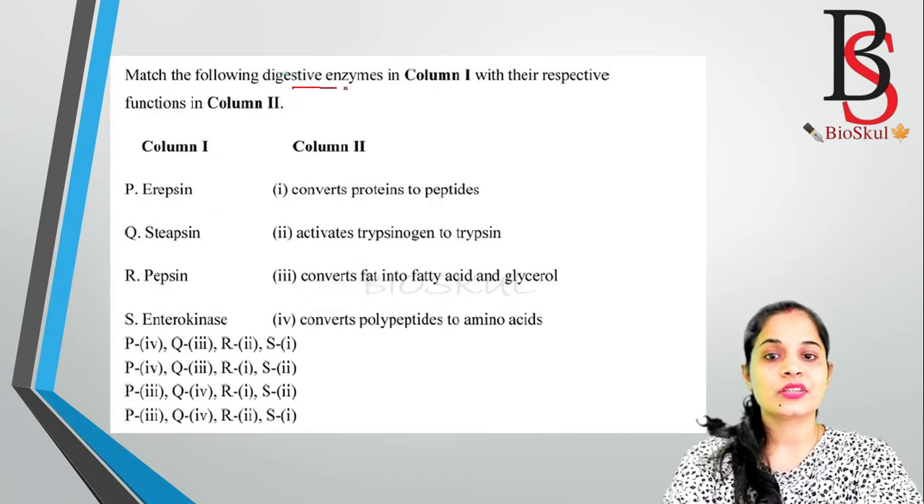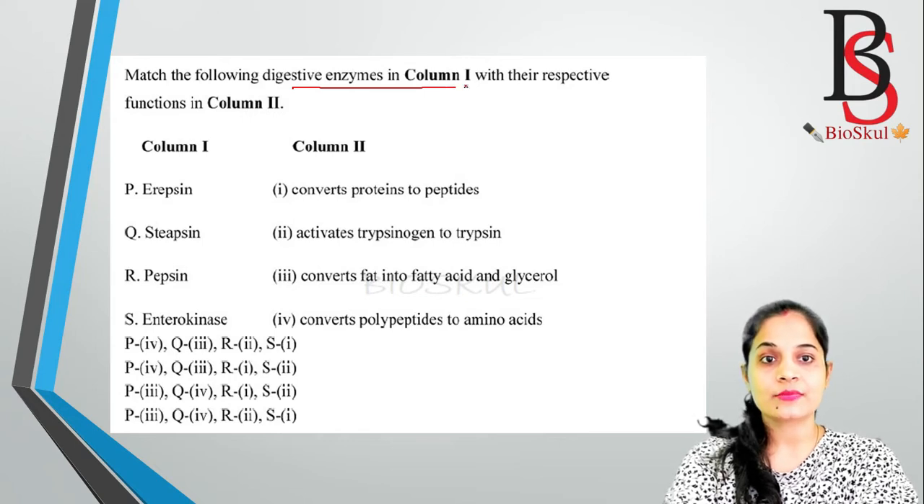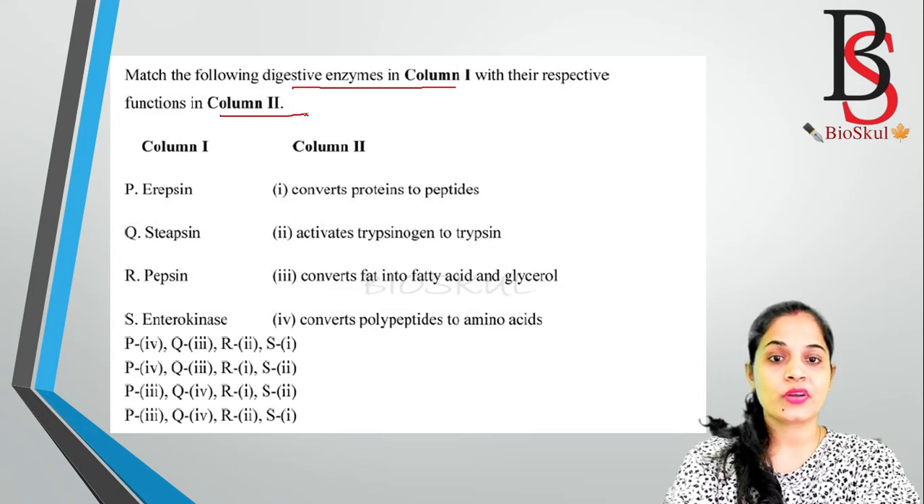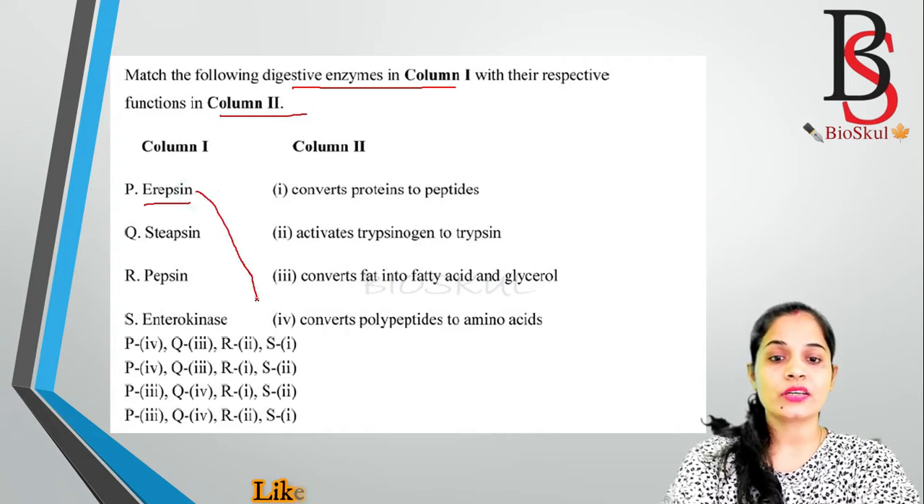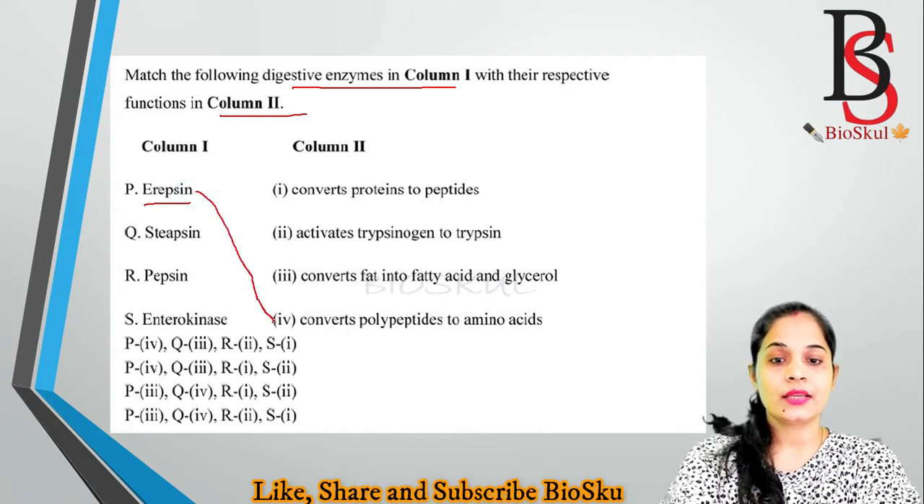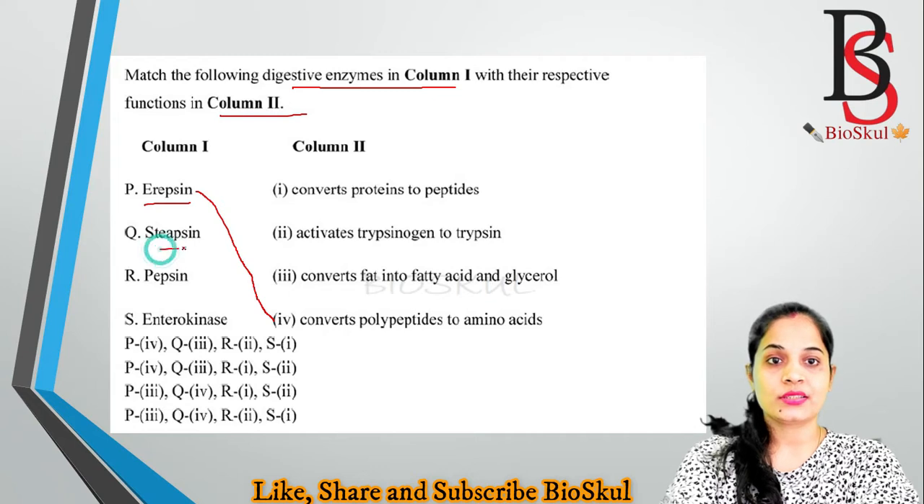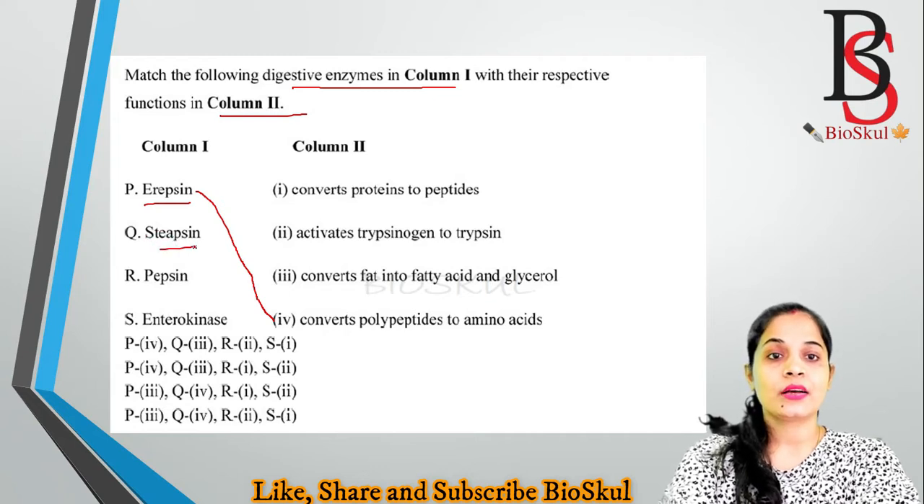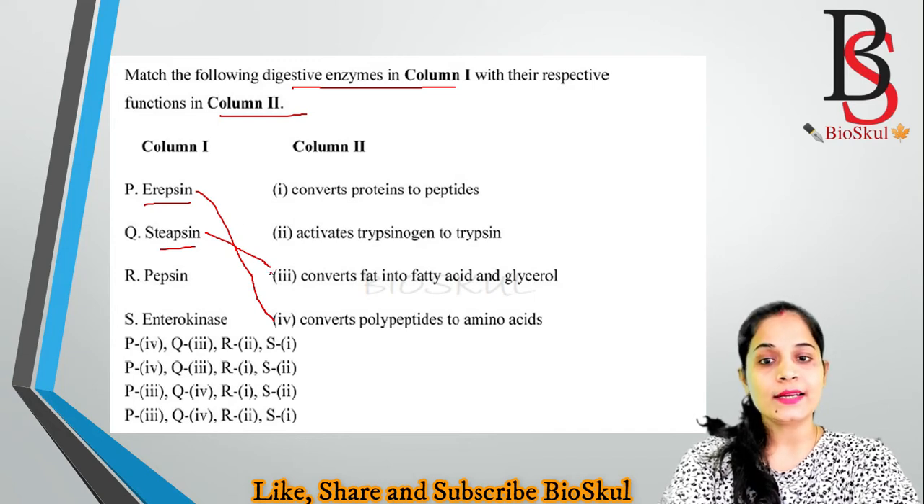Okay, this question: match the following digestive enzymes in column 1 with their respective functions in column 2. We have to match. Erepsin is found in the intestinal juice. Its function is to convert polypeptides into amino acids. Next, steapsin is a lipase. So what is its function? It converts fat into fatty acid and glycerol.